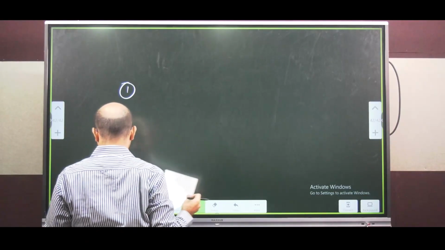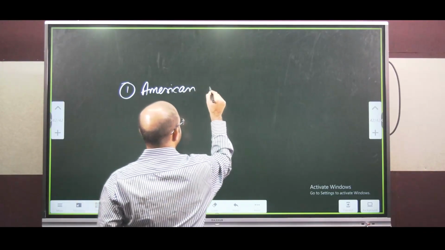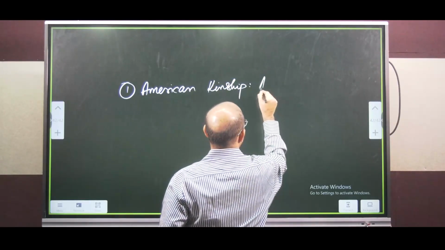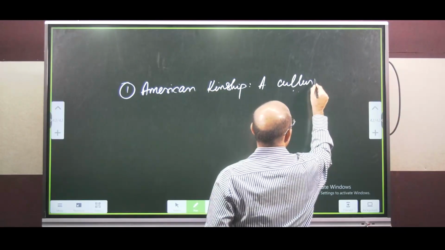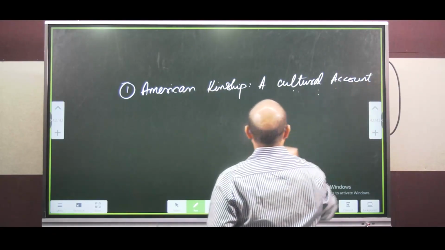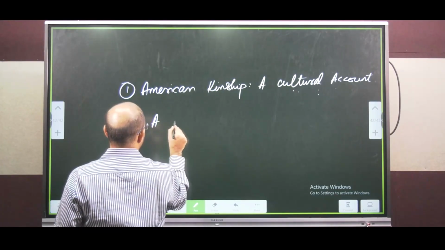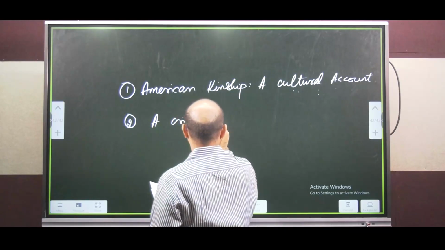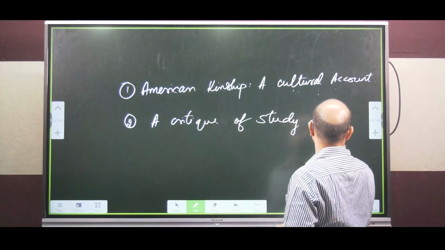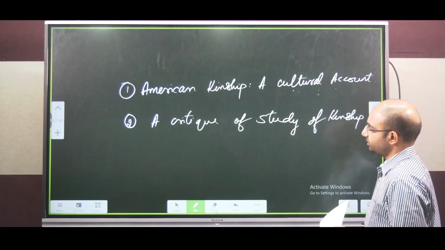The first is called American Kinship: A Cultural Account. The second is called A Critique of the Study of Kinship. These are the 2 studies.